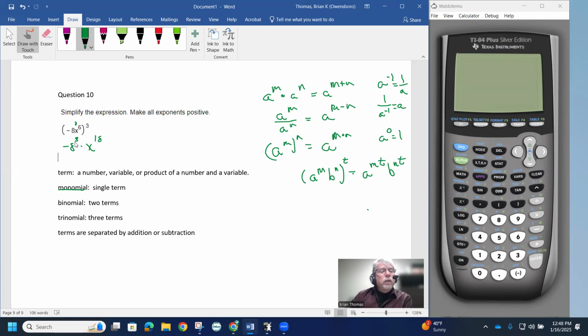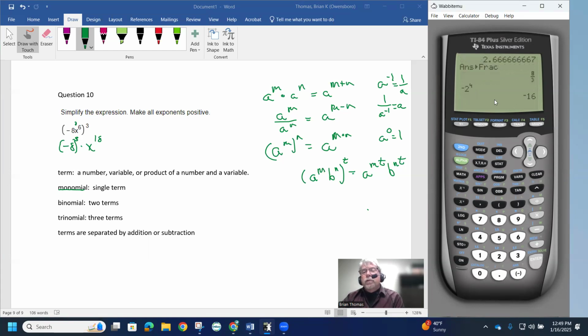Now, when you have a negative raised to an exponent, it's usually a good idea, if you're using a calculator, to put the negative number in parentheses. Otherwise, you don't need it. But notice that on a calculator, if I do, say, negative 2 raised to the fourth power, notice how that gives me a negative 16.